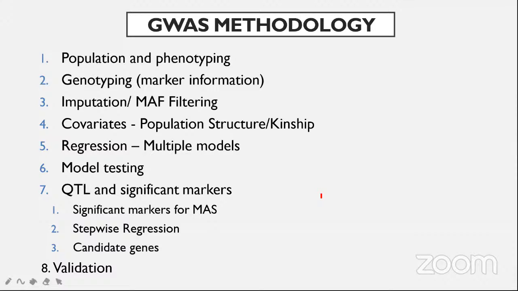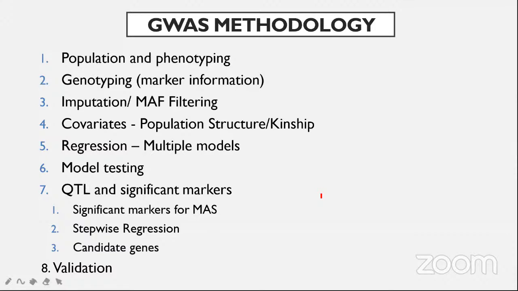And then we use population structure and kinship as covariates to control or to avoid false positives. And then we run a regression with multiple models. I'll explain in a bit. And then we do model testing to identify the best model. And once we identify the best model, we identify significant markers that could be used for marker selection. Then we do a stepwise regression to narrow down the QTL regions, and then we identify candidate genes. This is in general the association mapping experiment, but until the publication stage.